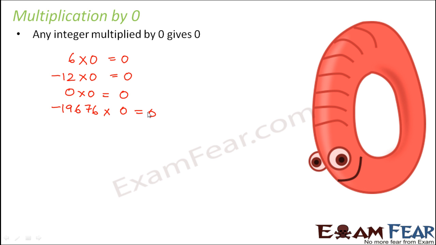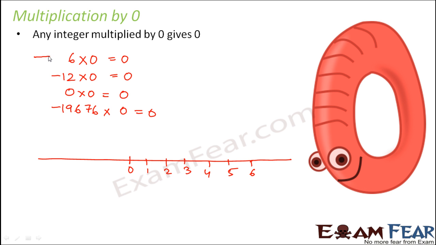Now are you curious to know why is it so? It is not a magic. It is a very logical thing because of which it is 0. So let us draw the number line and try to understand this. So let us say this is 0, 1, 2, 3, 4, 5, 6 and so on.